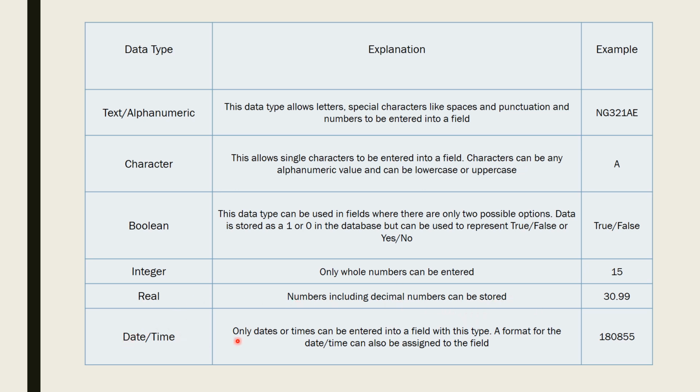Date and time: only date and time can be entered into a field. The format for the date and time can also be assigned to the field. It means we can decide that first minutes will appear, then seconds, and then hours, or first hour, then minute, and then second. It's up to us to decide how the date and time is going to appear.